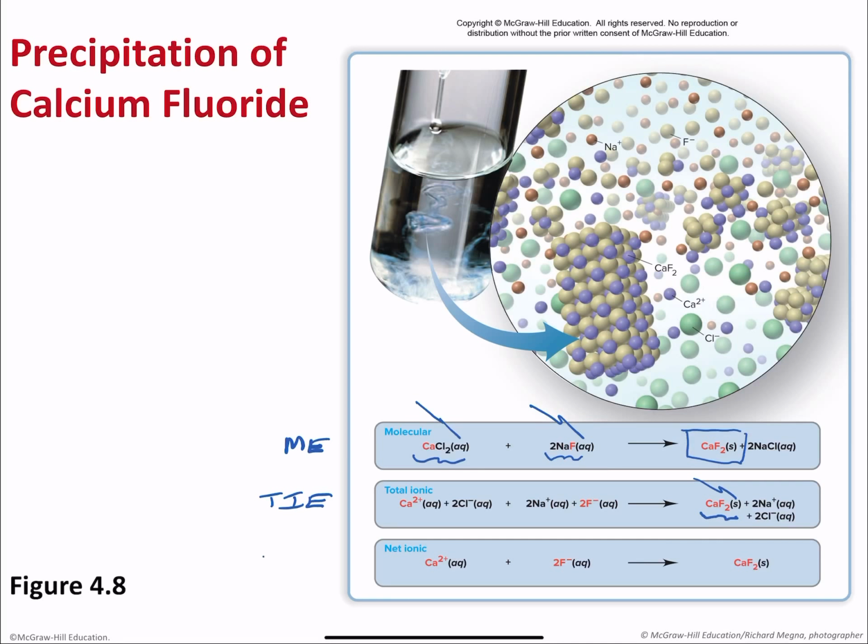Then to make a net ionic equation, all I'm going to do is look at which ions remain unchanged on both sides of the equation. And you can see that I have 2 chlorides here, 2 chlorides here. I also have 2 sodium ions and 2 sodium ions here. So we call those spectator ions, and those are the spectator ions. So my net ionic equation just shows the ions that are involved in forming the calcium fluoride, which is our precipitate.